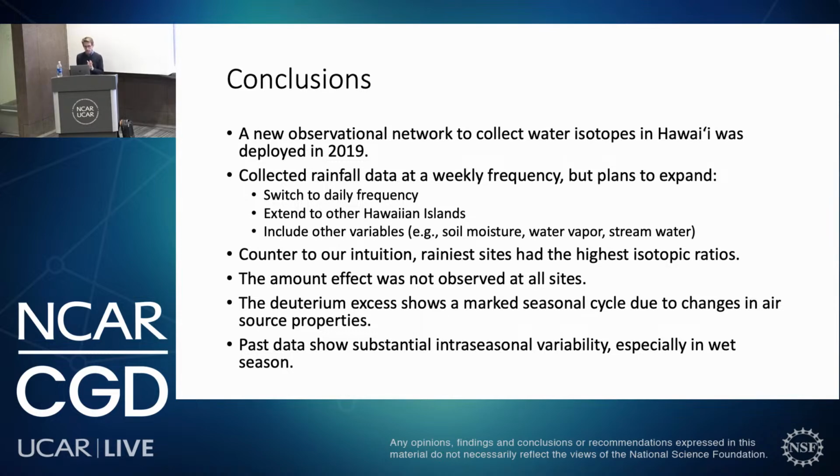I presented today some new observational network and some new data set of water isotopes in Hawaii. We collected rainfall data at a weekly frequency since 2019, so we have about 4 years of data, but we're hoping to expand this to, first of all, daily frequency. We hope to expand this to other Hawaiian islands, and we're hoping to really include other variables such as soil moisture, water vapor, stream water, or fluxes from the ocean.